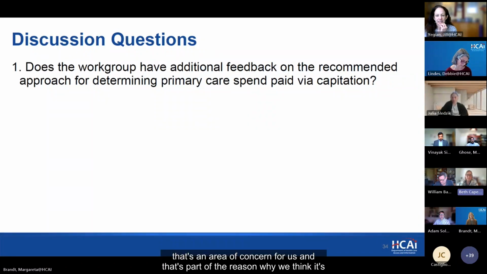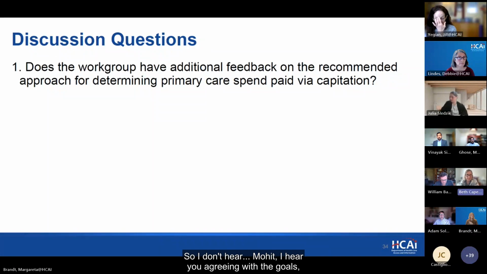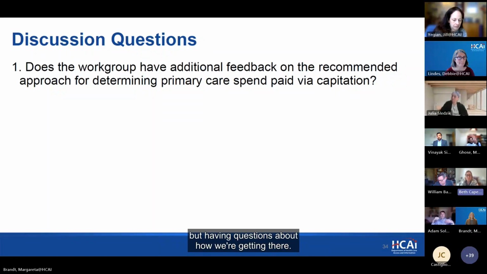That's an area of concern for us. And that's part of the reason why we think it's so important that we're moving this work forward. So I don't hear, Mohit, I hear you agreeing with the goals, but having questions about how we're getting there.